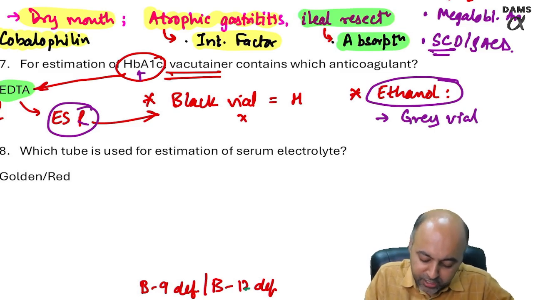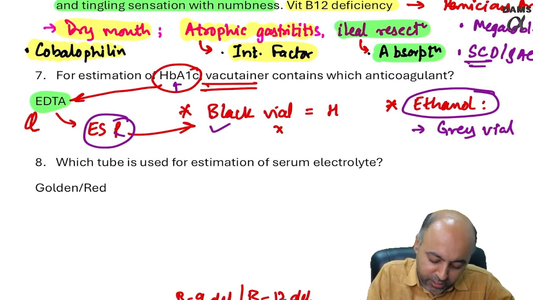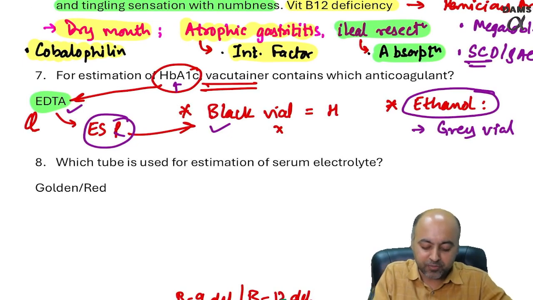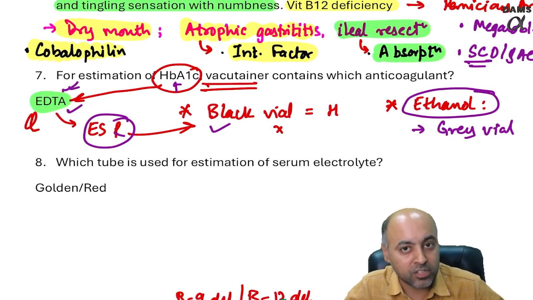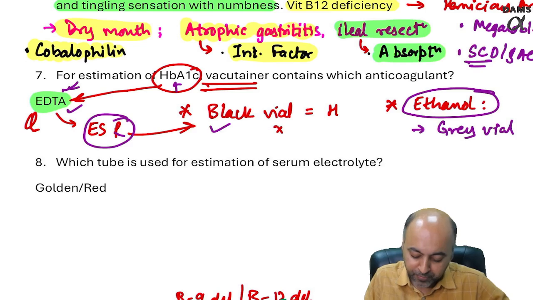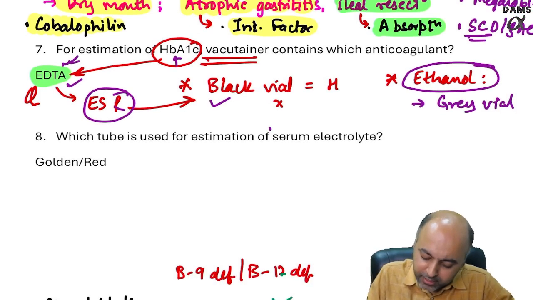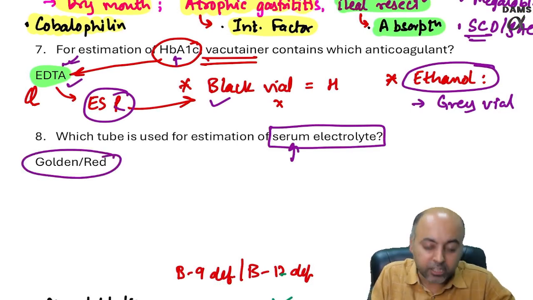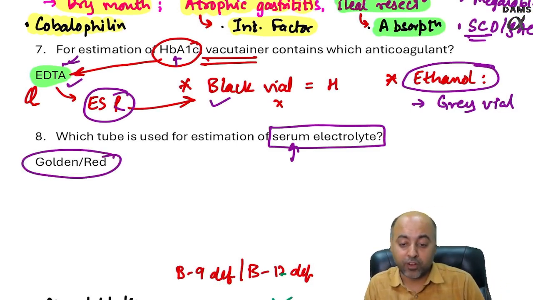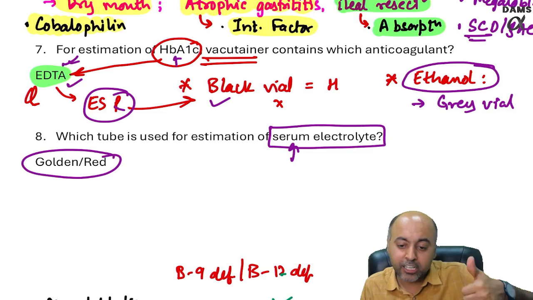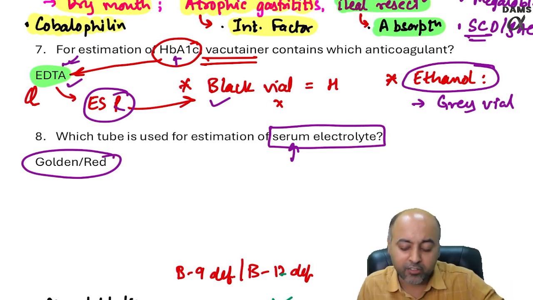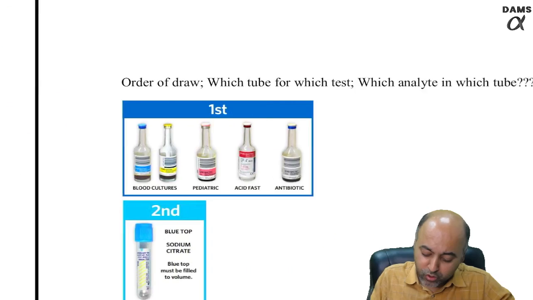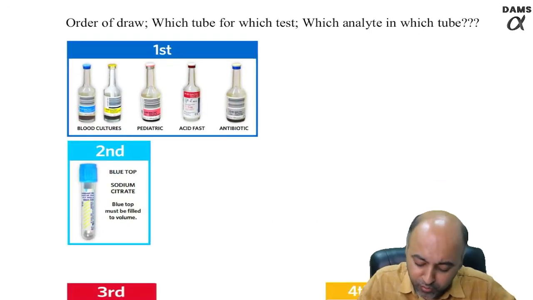For the ESR, previously we had the black vial, but now we are doing the ESR also in the EDTA vial, and for HbA1c we are using the EDTA vial. So these are the three extra tests you have to remember. And for electrolytes you have to remember, it is done in serum. Serum will be obtained in the golden or the red top vial. Ethanol in the gray vial. I am sure all of you know about the sequence of these vials.